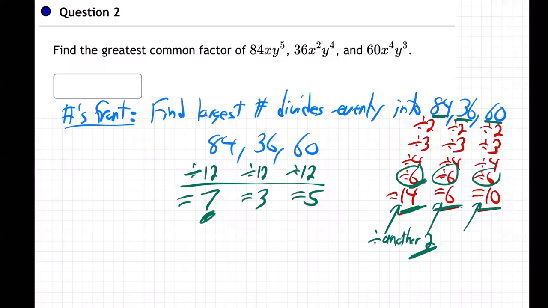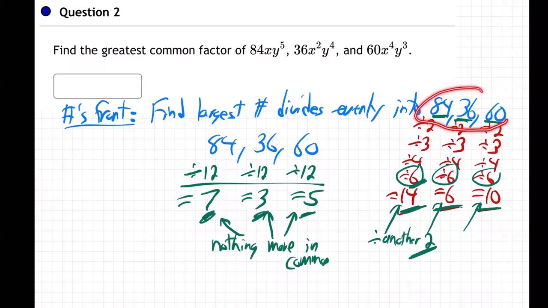Why? Because these 3 have nothing more in common. Right? What goes into 7, 3, and 5? Nothing but 1. 1 goes into everything. We don't really count 1. You tracking with me? So let me go back over that process. I know that might have been a little confusing.